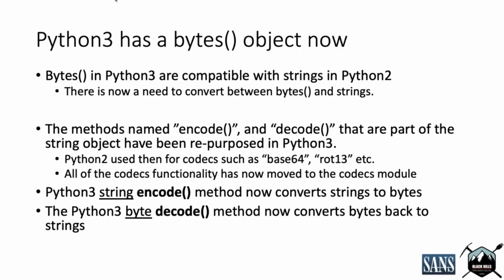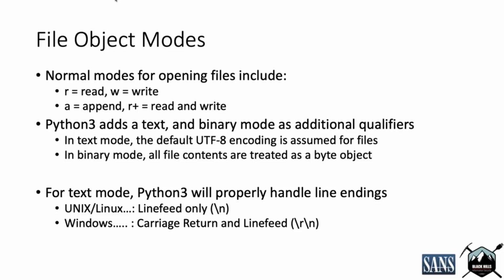Now, the other thing this brings into play is some file handling differences as we're reading data off disk and writing data to disk. When you're dealing with files in Python, the normal modes for opening files are R for read, W for write, A for append, R+ for read and write. Python 3, though, now has to recognize the fact that it's dealing with Unicode text as well as dealing with the idea of byte objects.